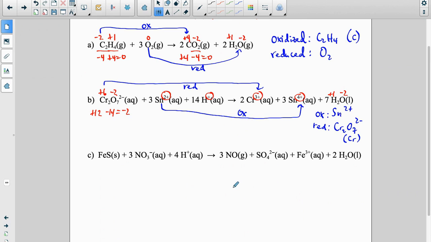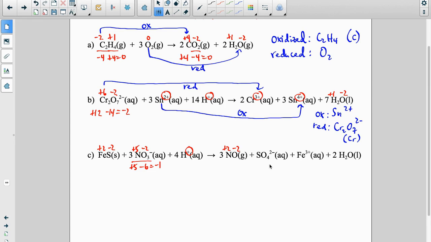Okay, our final one, letter C. Let's assign the oxidation numbers. So here we have an ionic compound, monatomic ions. We can just use their charge as the oxidation numbers. Okay, here oxygen -2 as always. So that would be -6. The overall ion charge is -1, so this has to be +5 for the nitrogen. Here we have the oxidation number. Again, here oxygen -2, so nitrogen is +2.